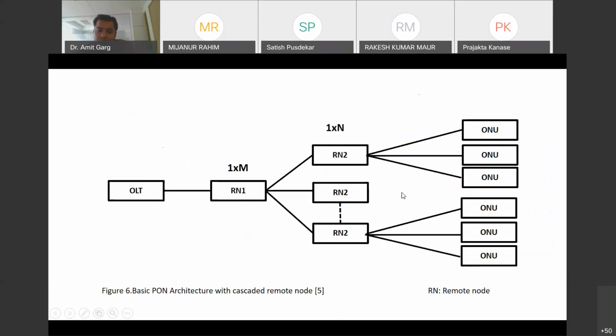Okay. So basically we can have a two remote node kind of scenario. So suppose we have OLT at the central office and remote node 1 and remote node 2. Okay, so the splitting order of remote node 1 is 1 cross m and the order of remote node 2 is 1 cross n. And we have different network scenarios, so the values of m and n would be different.